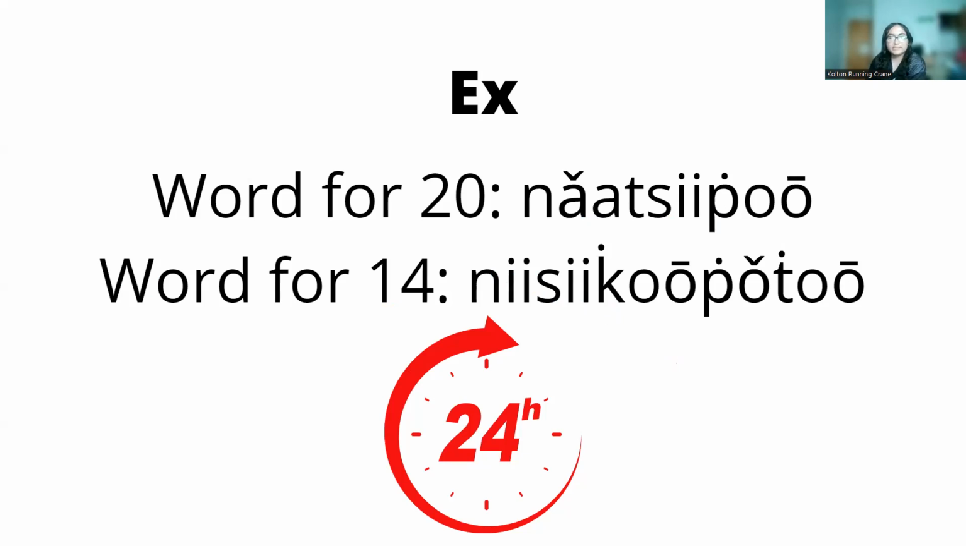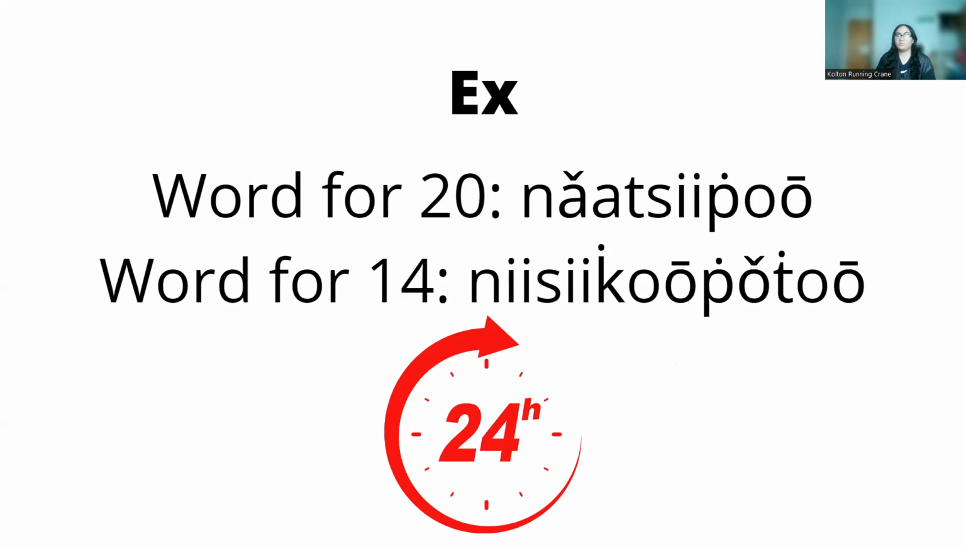It might seem strange that to say 24, you'd say 20 and 14. You'd think that would be 34, but remember, don't think of nisikuputu solely as 14, think of it as 4 more than. So it's not necessarily 14, it's just saying that it's 4 more than 20.